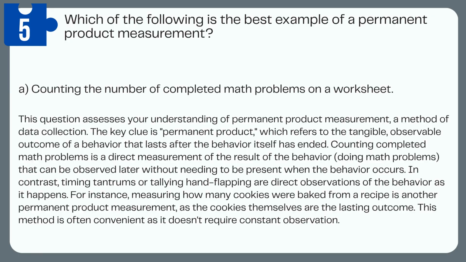In contrast, timing tantrums or tallying hand flapping are direct observations of the behavior as it happens. For instance, measuring how many cookies were baked from a recipe is another permanent product measurement, as the cookies themselves are the lasting outcome. This method is often convenient as it doesn't require constant observation.